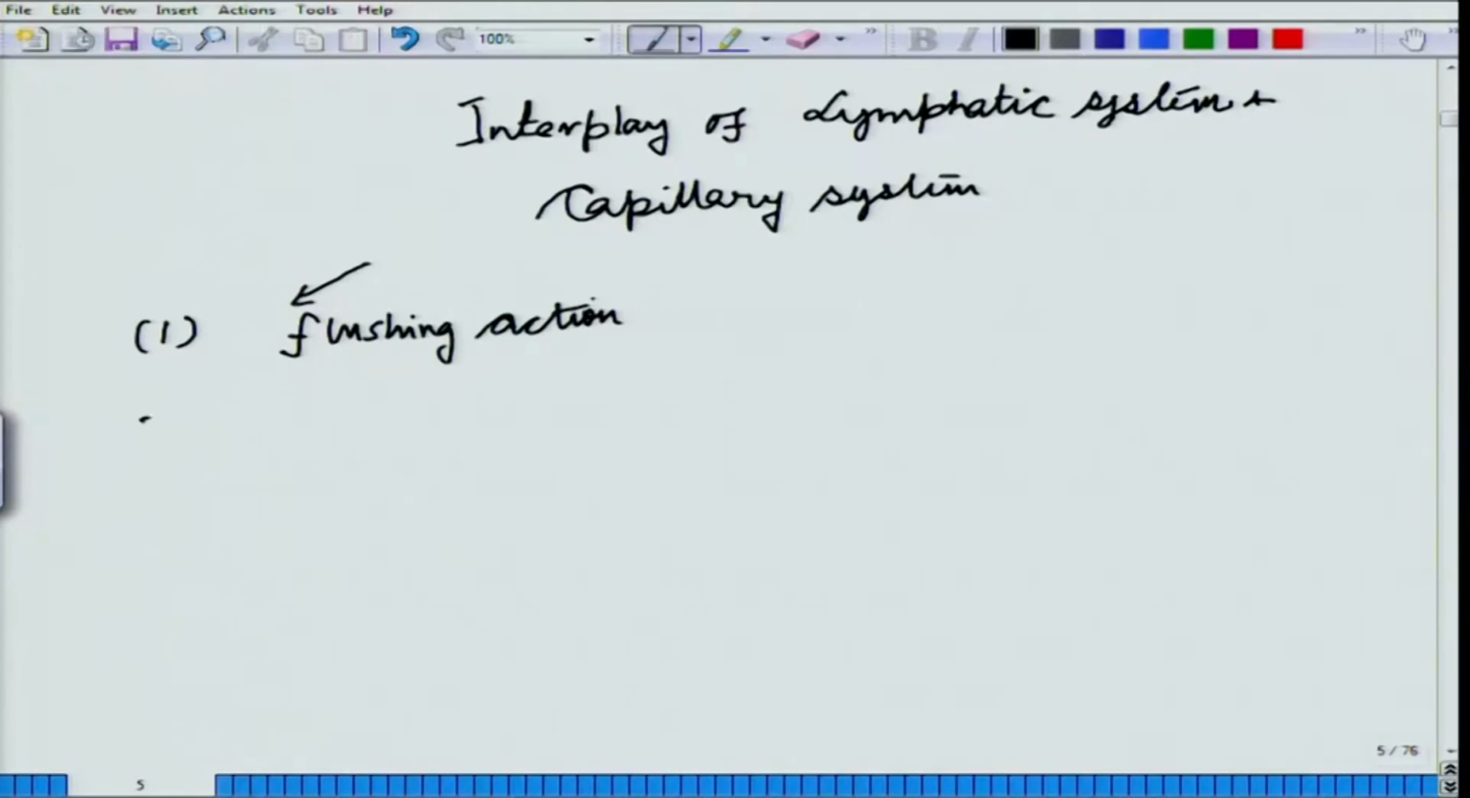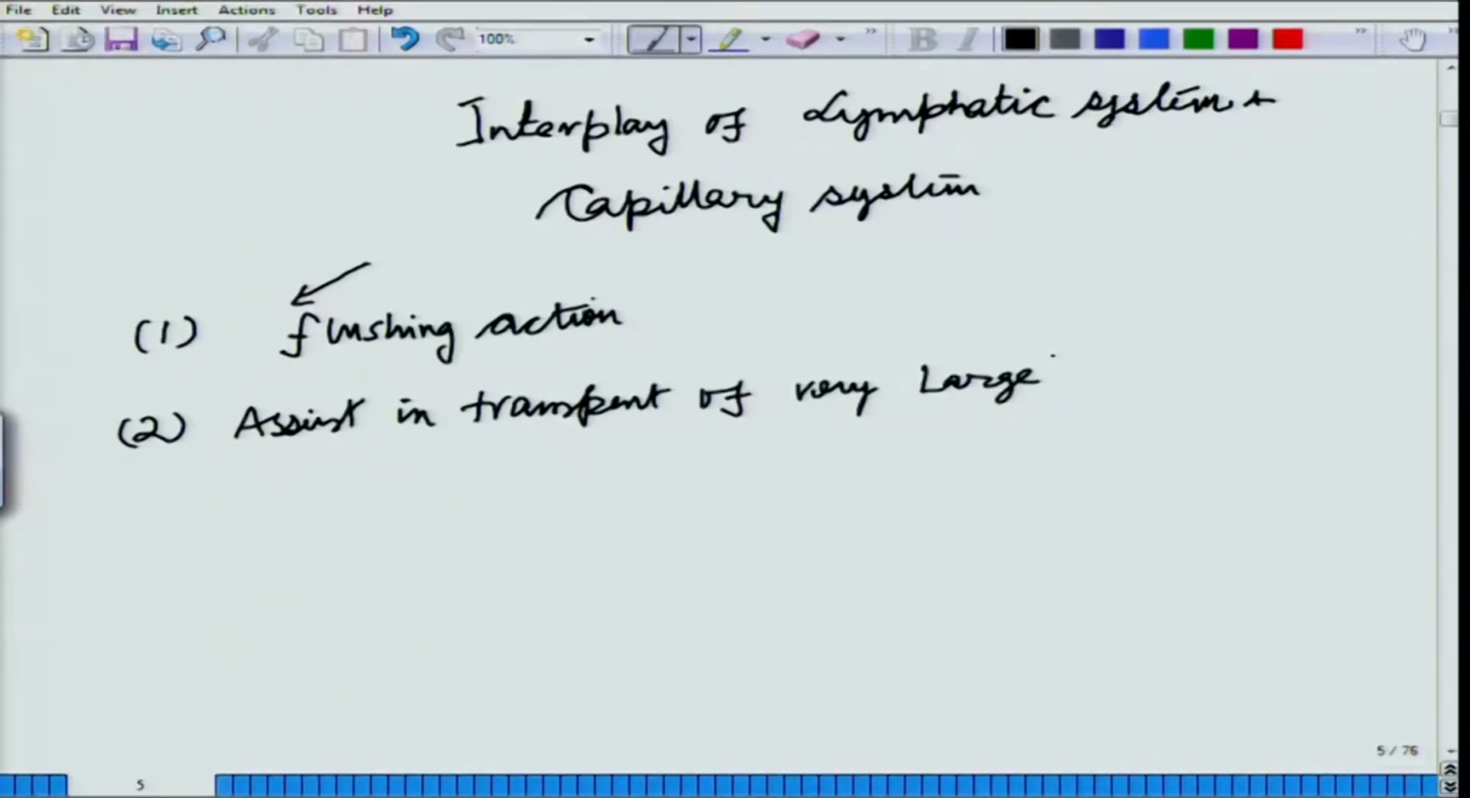Okay. It assists in transport of very large molecules which otherwise cannot be really transported. This is the process which accelerates the rapid exchange of nutrients.